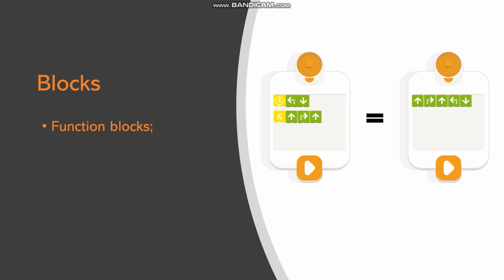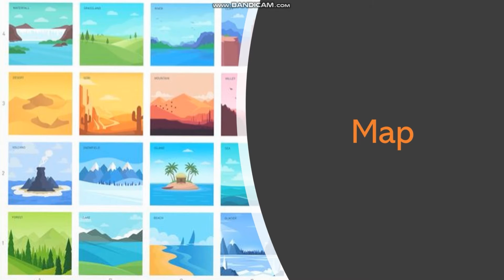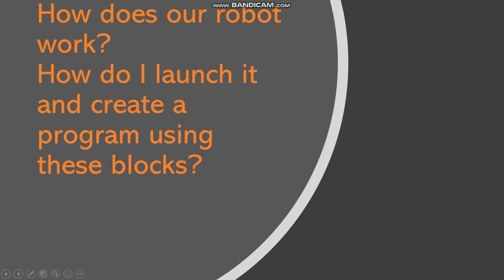Okay, today we have our map as usual, and now how does our robot work? How do I launch it and create the first program? We connect all parts of the robot, put the blocks on the work surface, and launch them by pressing the orange button.